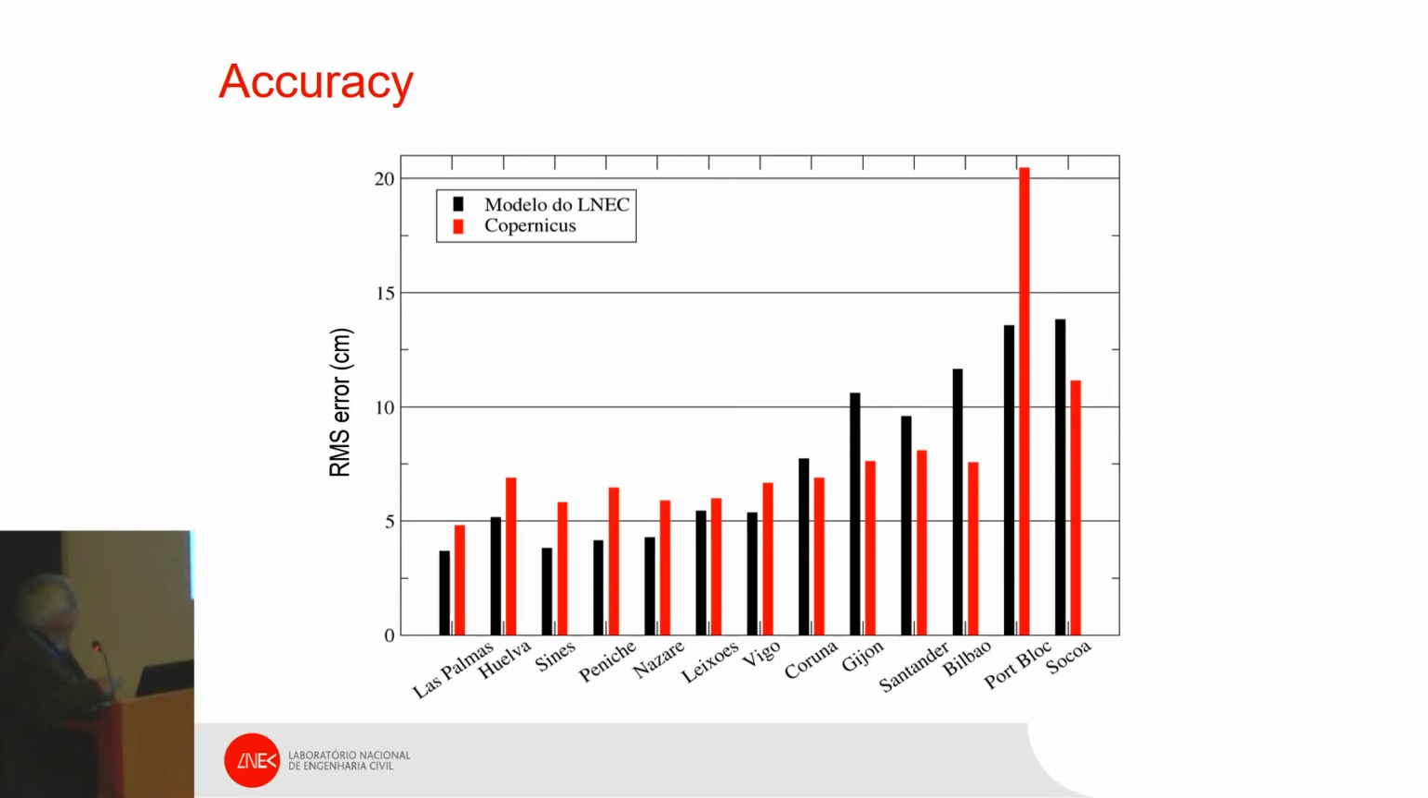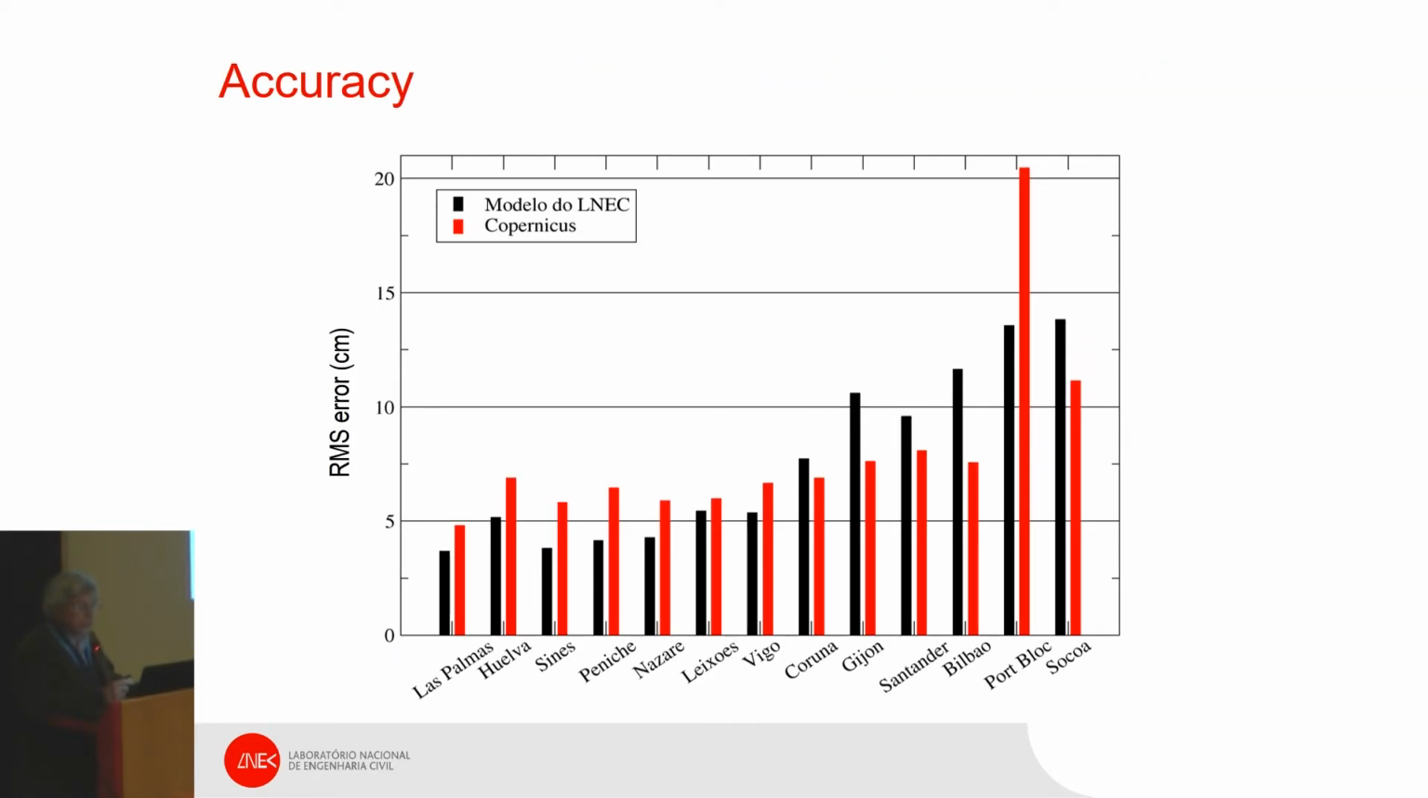In general, our model is more accurate in the southern part of the domain, in particular in the Portuguese coast, and the EB forecasts are more accurate in the northern part of the domain. So we attribute this difference to the fact that our model is very fine in the Portuguese coast and then it becomes coarser elsewhere. There is also a notable exception, which is Port Bloc, where our model is actually better than the day before forecast, contrary to the other stations in the same region.